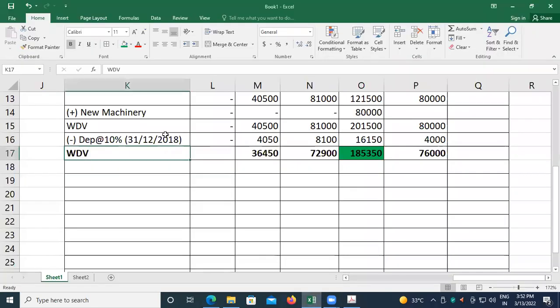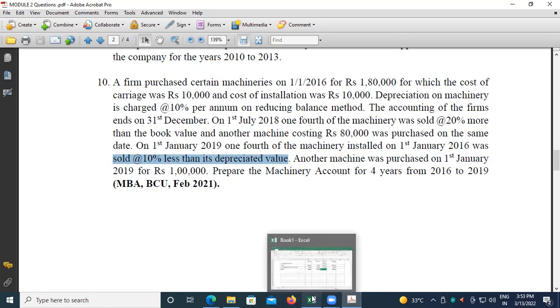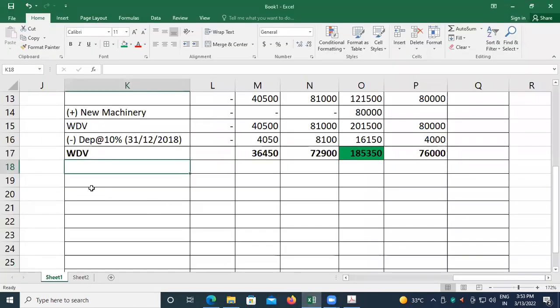So let us go to our working note. Okay, so now what happened? Now we are selling the second part of the asset, which was purchased on 1st January itself. So written down value. And now if you see here, we are selling this asset on 1st January 2019 itself, means at the beginning of the year itself we are selling. It means the depreciation has been charged already over here. But now what they are telling here is we have to sell this asset, but at what? 10% less than its depreciated value. So now let us do the calculation.